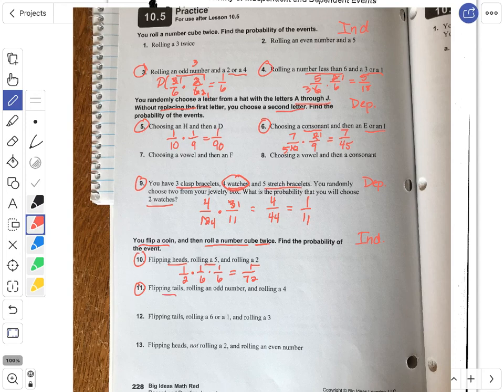11 is flipping a tail, an odd, and a 4. So it would be 1/2 times, there's 3 odds out of 6, times a 4, there's 1 out of 6. I'm going to cancel, it's 2. 1 times 1 times 1 is 1 over 24.